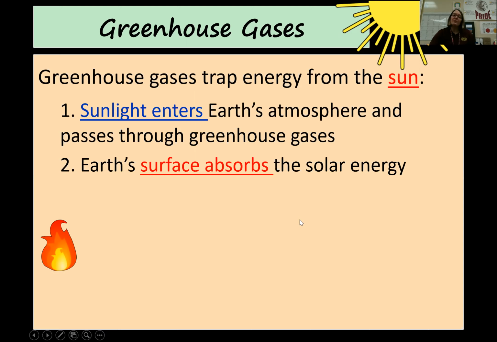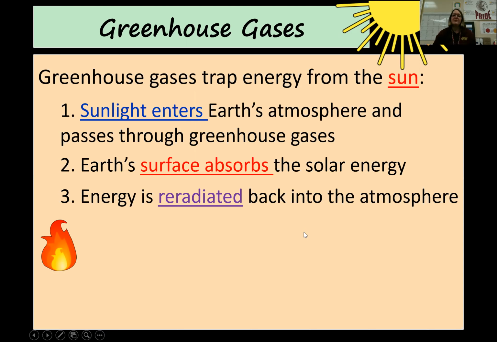The Earth's surface will absorb some of the solar energy. Some of it doesn't actually even make it into the Earth. A lot of it is going to be re-radiated back into space, and even some of it that actually makes it to the Earth's surface gets put back into our atmosphere. So at the end of the day, when the sun goes away, the heat that's been absorbed by the Earth releases back into our atmosphere.